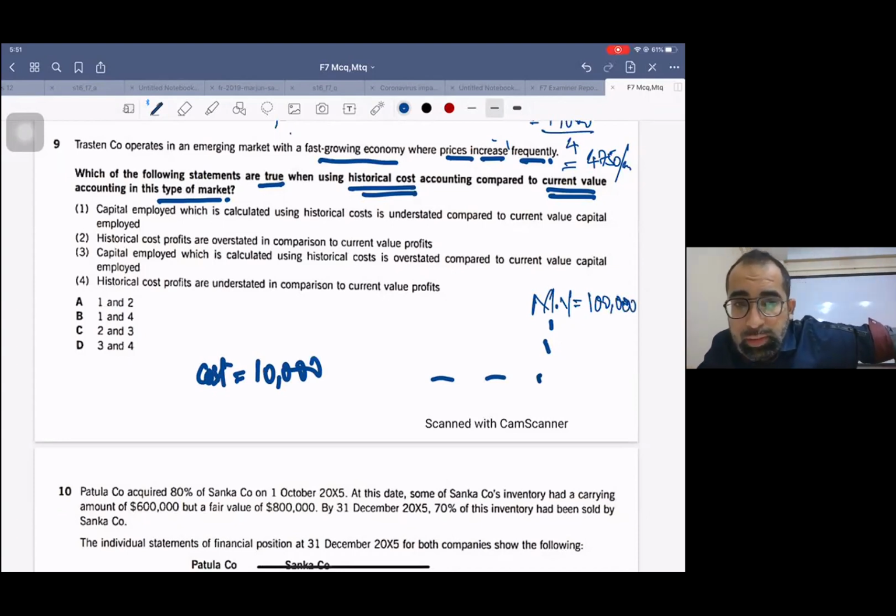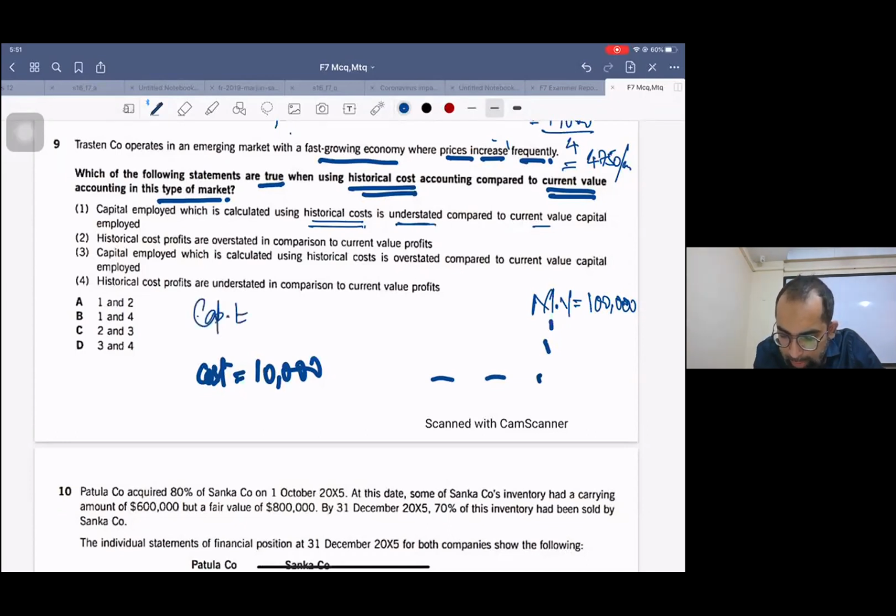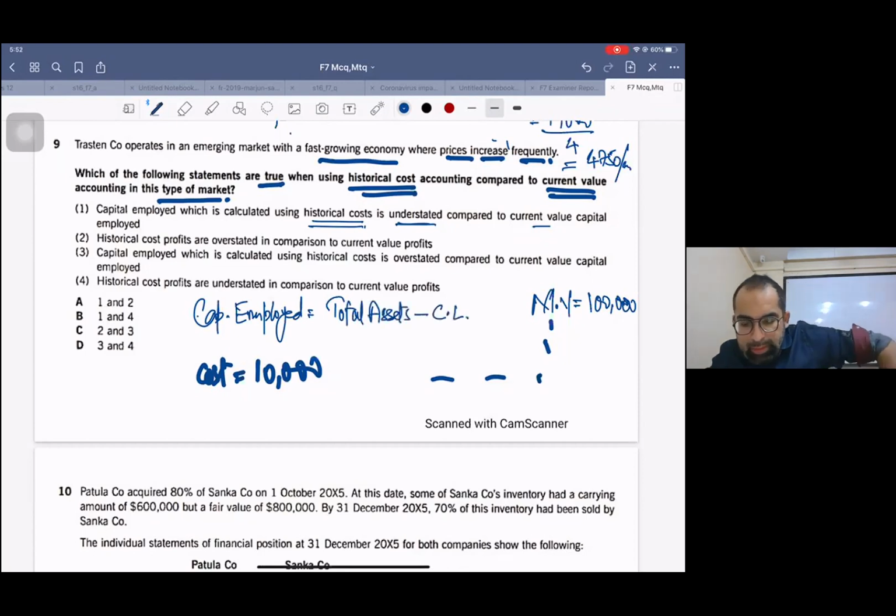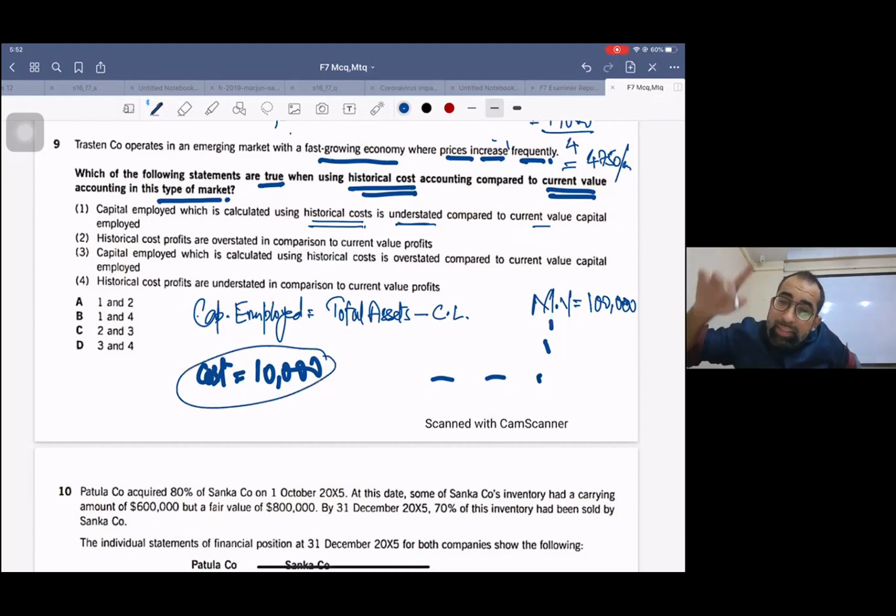So if you are using the cost model, capital employed calculated using historical cost is understated compared to current. Yes, correct. What is the formula of capital employed? Total assets less current liabilities. Now we are not using the revaluation model, we are using the cost model. In times of rising prices, the cost model will give you a lower asset value. So when your asset value is low, your capital employed is also low.